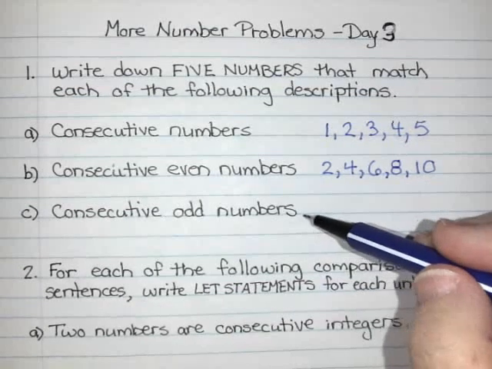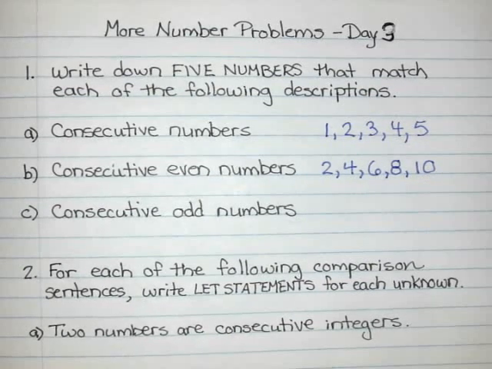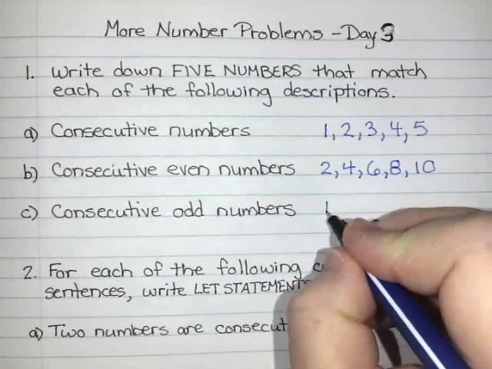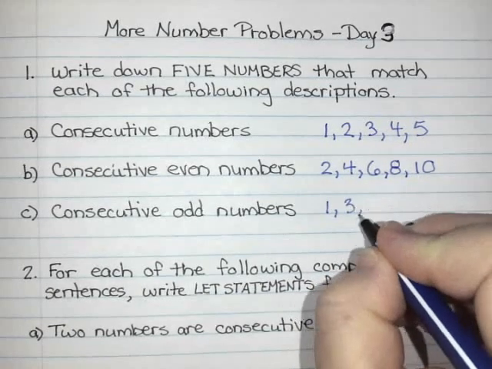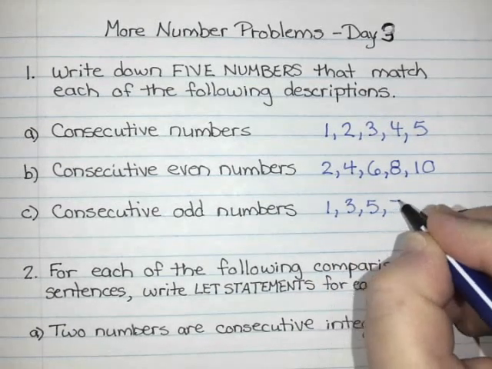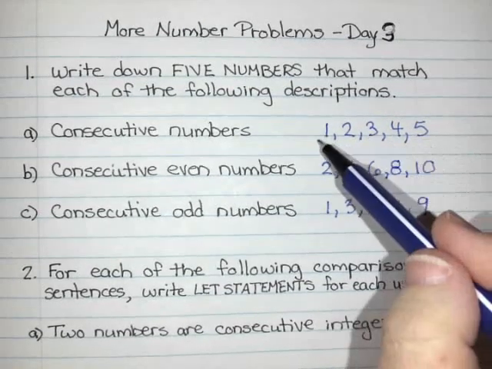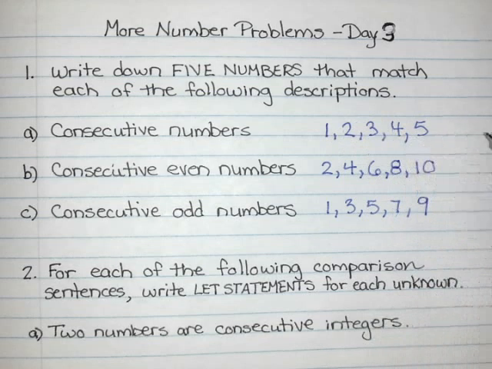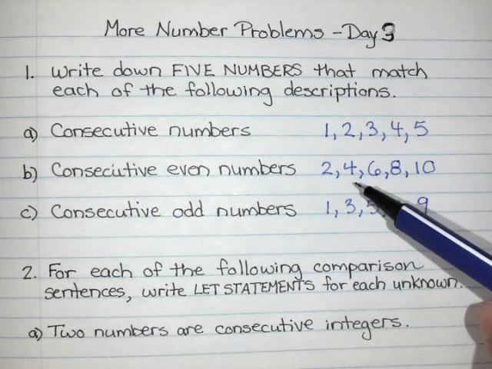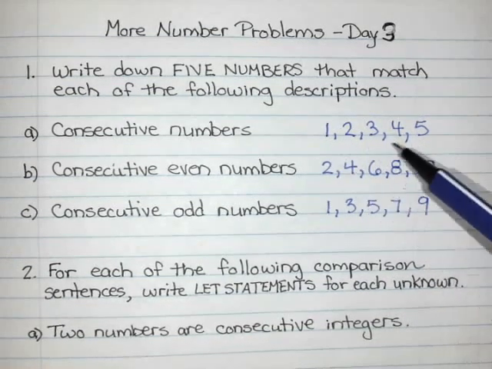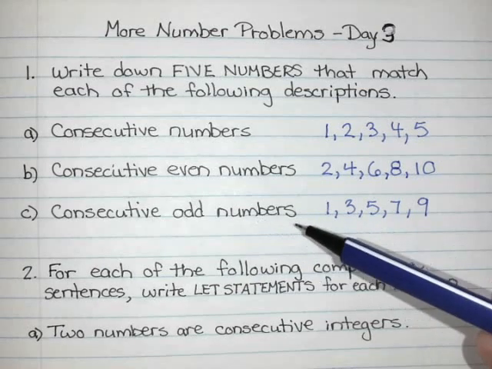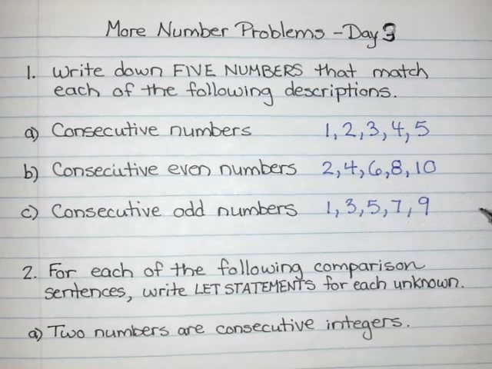Consecutive odd numbers, those are numbers that do not divide by 2. So those would be numbers like 1, 3, 5, 7, and 9. So consecutive numbers are numbers that are just one after the other. Consecutive even numbers skip, so they're numbers that divide by 2. And then consecutive odd numbers are numbers that do not divide by 2.